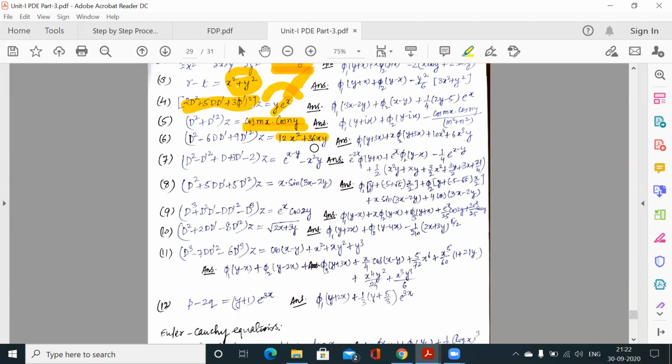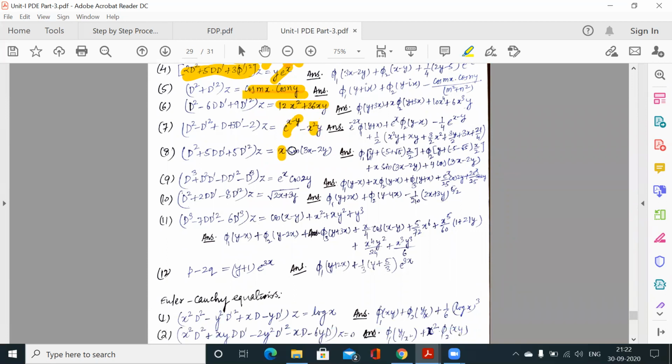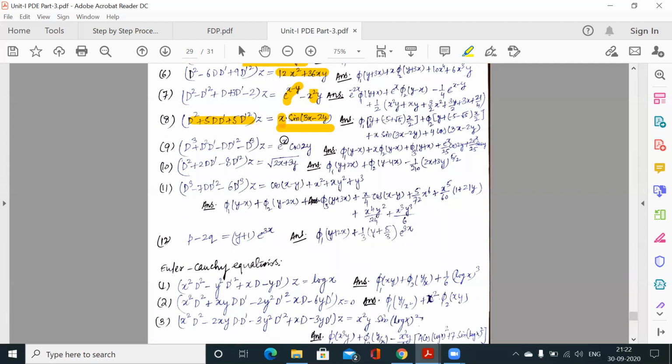Again this is exponential plus polynomial, so two cases are there. This is x into sine, so again we cannot solve directly because x is in the product, so we have to use the formula method. Again e to the power x cos 2y, the formula method.